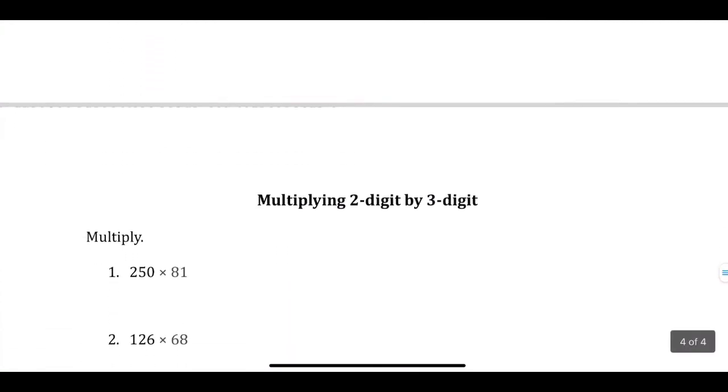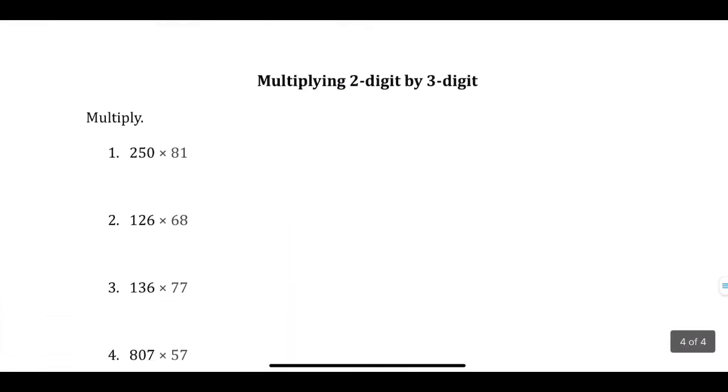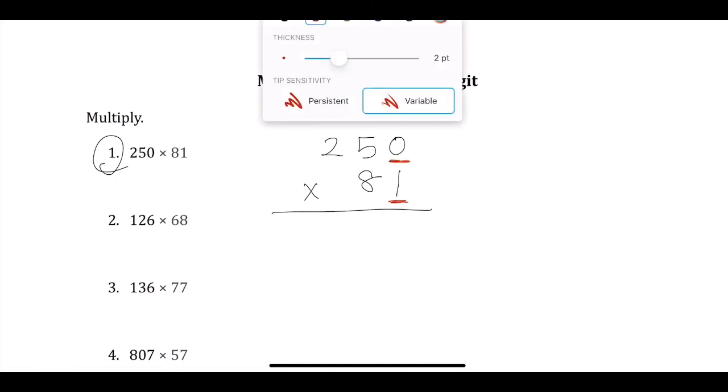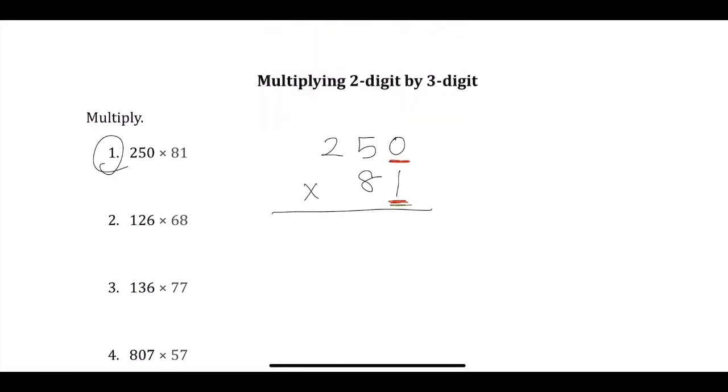Now the last section we're going to go over is how to multiply 2 digit by 3 digit. So it's the same thing, except we just got to do extra steps. So we're going to do number 1 together. So it says 250 times 81. So always start from the bottom right, which in this case is a 1. And you're going to be multiplying this to 0. And then next, I'm going to color code it so it's easier. You're going to multiply 1 to 5. Then multiply 1 to 2.